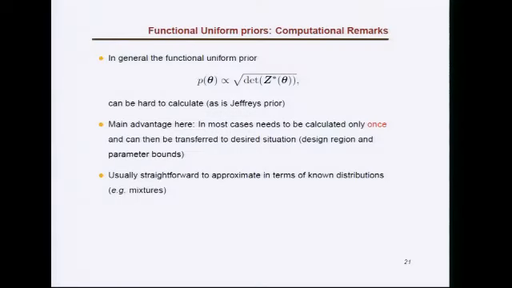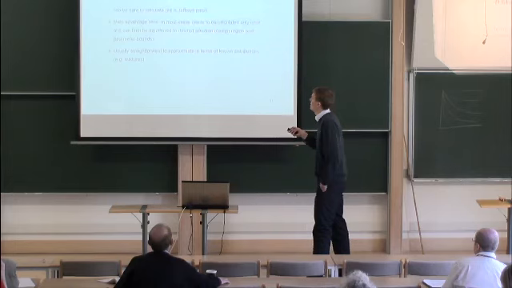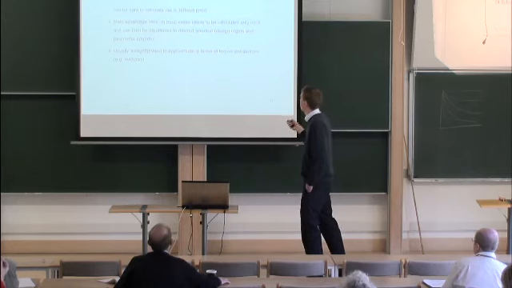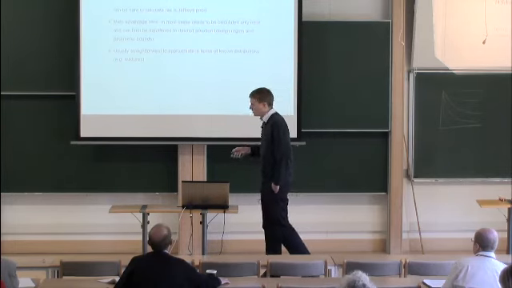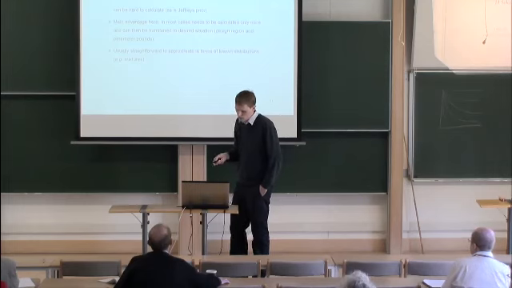Of course, calculation of this prior distribution is not really trivial. Also, Jeffreys prior is, in some cases, not really trivial to calculate. But an advantage here is that you only need to calculate it once, and once you have done that, you can transfer it, or you can approximate it and transfer it to the desired situation. That means the desired design region, the desired parameter bounds. And one approach that I think would be crucial for practical application is that you approximate it in terms of some known distribution, for example, mixtures, and then you can use it, for example, in WinBUGS or other computer code.